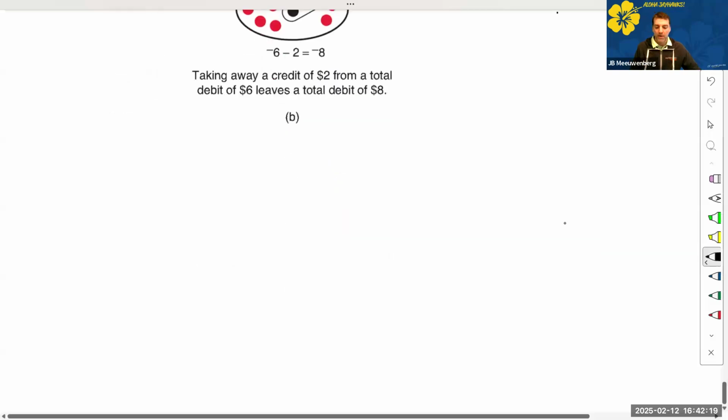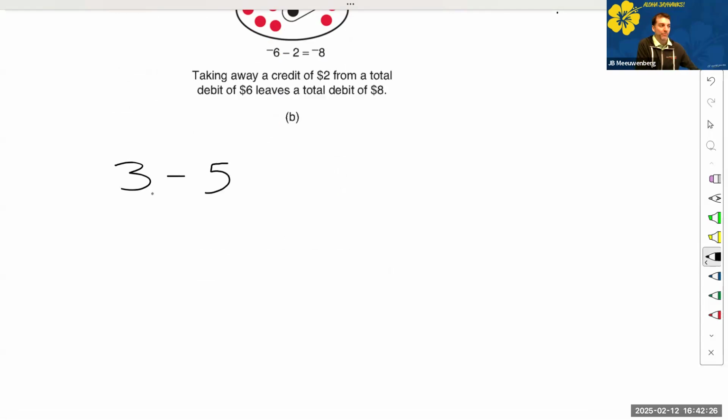So now let's take a look at one where we do 3 minus 5. So we're starting with a positive 3, and we're going to subtract 5. So you think about how you might go ahead and model that with the red and the black chips.